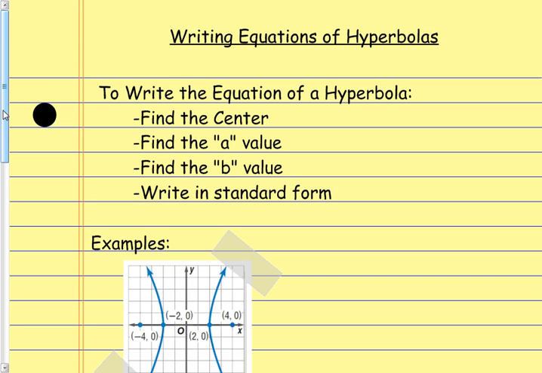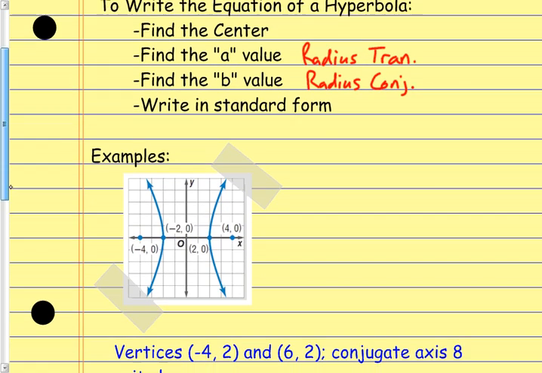And again, just like before, the a value is essentially the radius of the transverse axis. Okay, so it's half the transverse axis. The b value is essentially the radius of the conjugate axis, so half the conjugate axis. Okay, so we're finding that a value and b value once we have the center, and then plugging it all in.